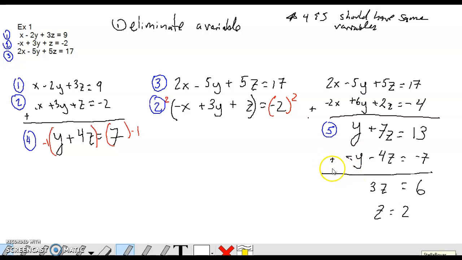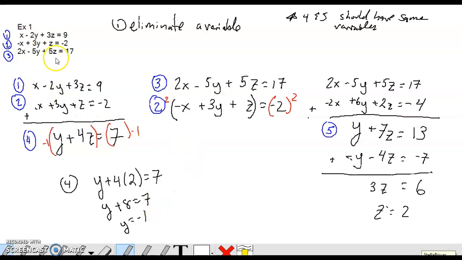Yay! Once we find one of the variables, now we can plug it back in, right? So now let's find our y. I'm going to go ahead and plug it into equation number 4. So here's equation number 4. So this used to be y plus 4 times 2 is equal to 7. So y plus 8 is equal to 7. Subtract. Y is equal to -1.